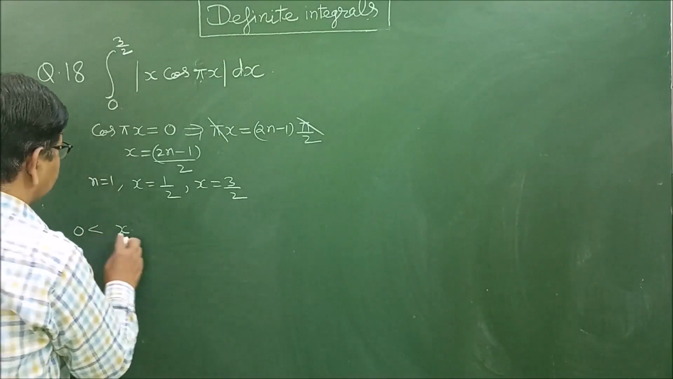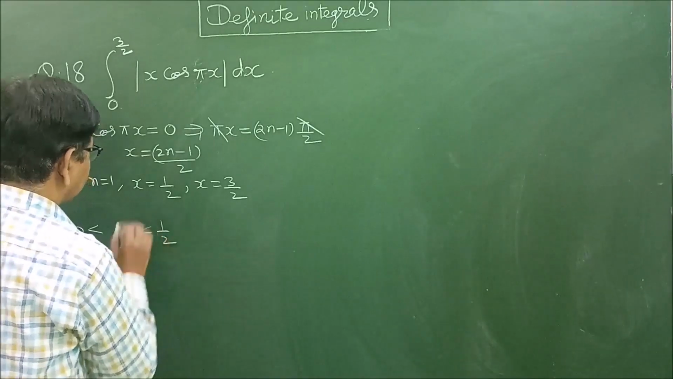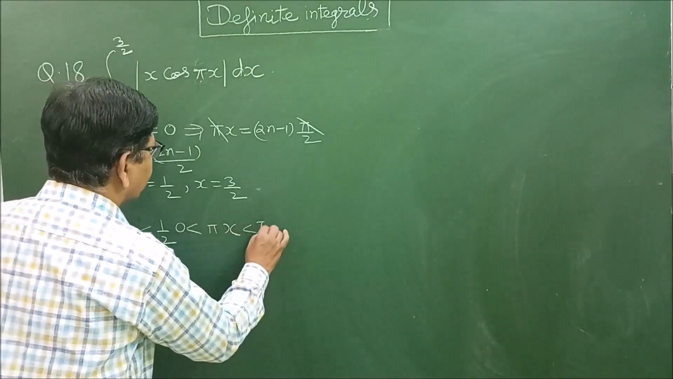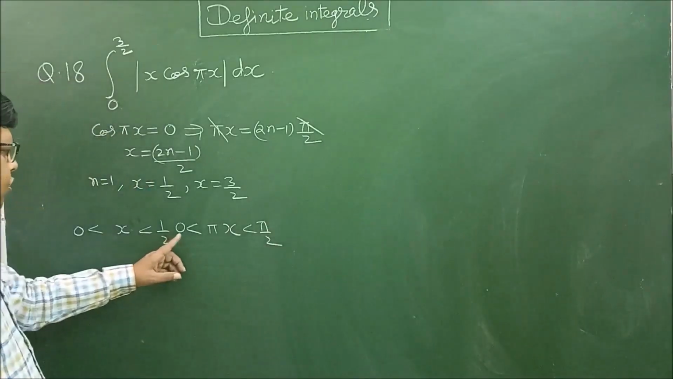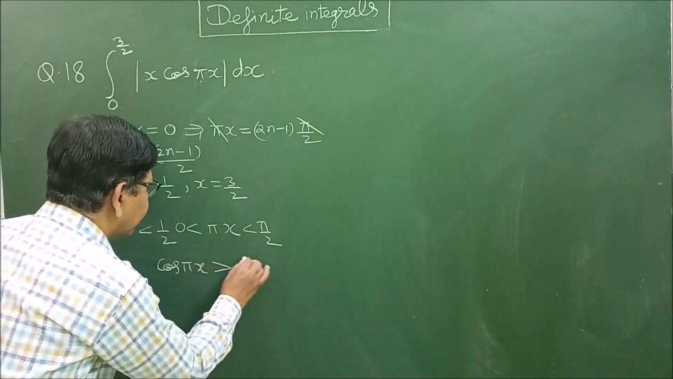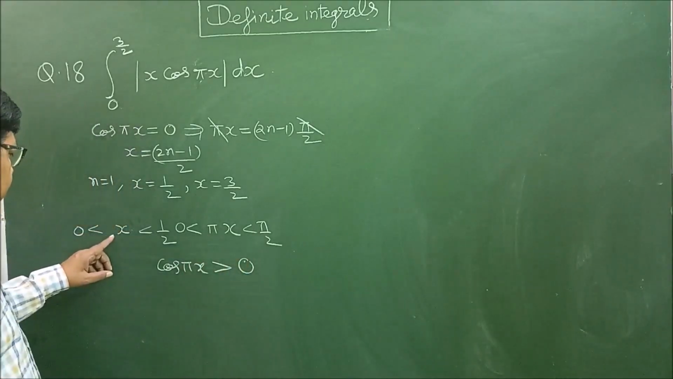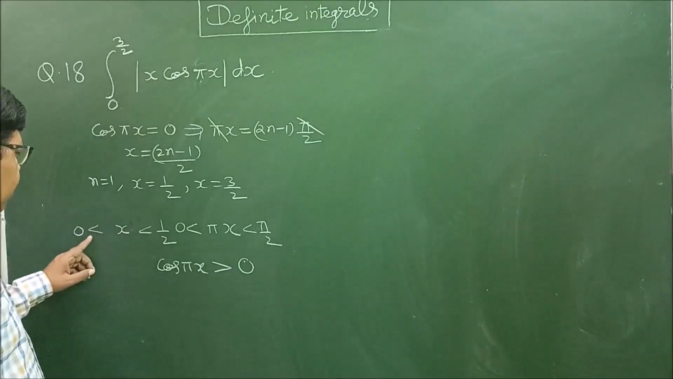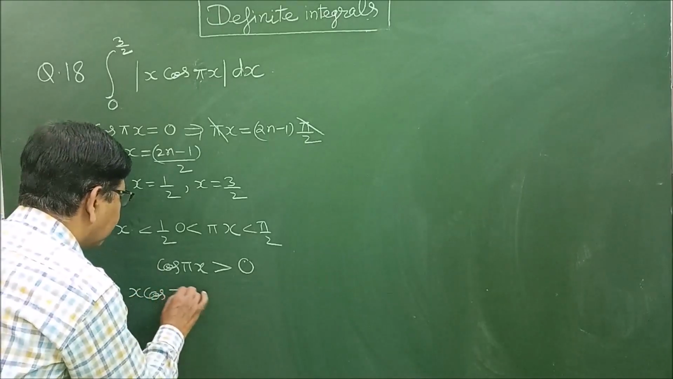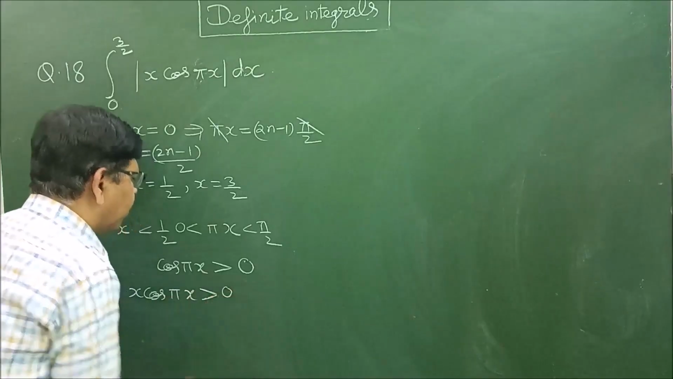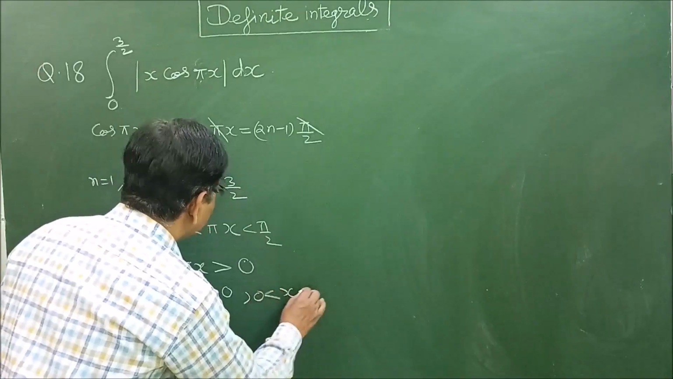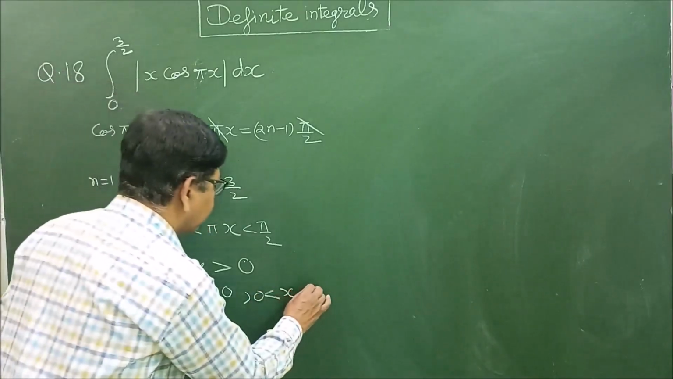So if the value of x lies between 0 and 1 by 2, in that case pi x lies between 0 and pi by 2. So when the angle lies between 0 and pi by 2, the value of cos pi x is greater than 0, and x is already greater than 0 because it lies between 0 and 1 by 2. So x cos pi x is greater than 0 when the value of x lies between 0 and 1 by 2.